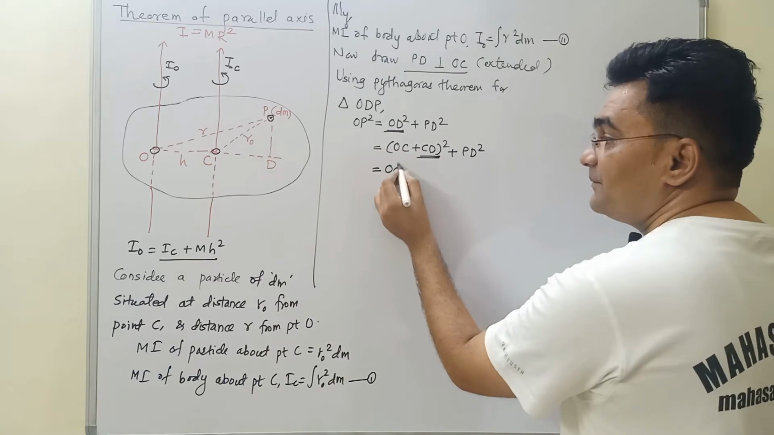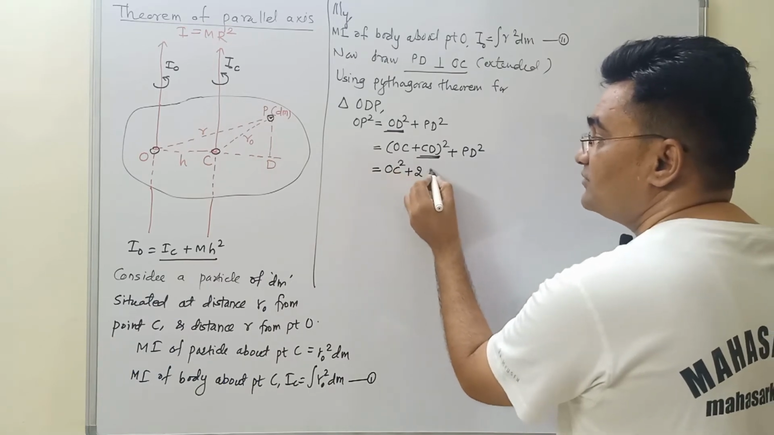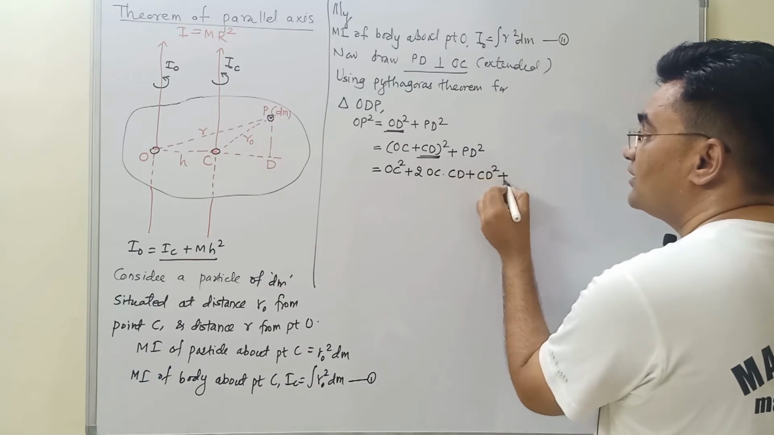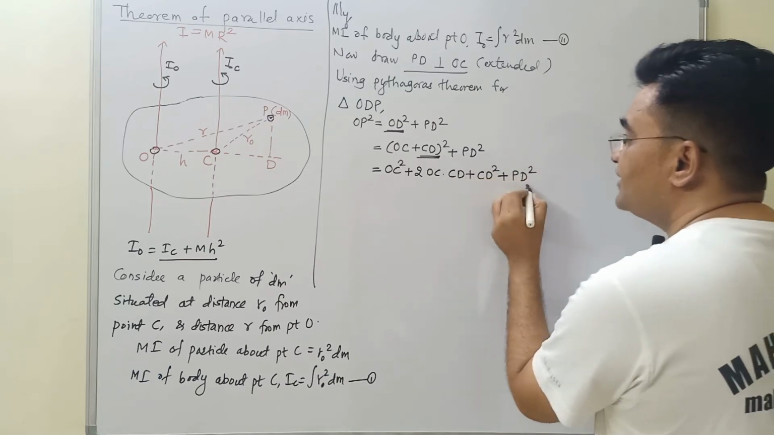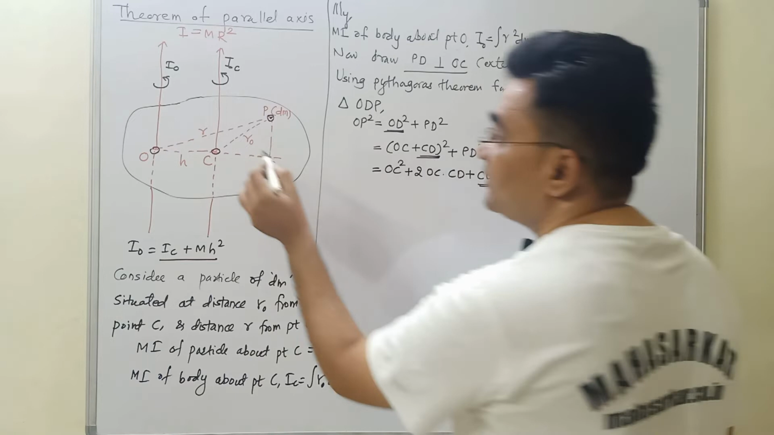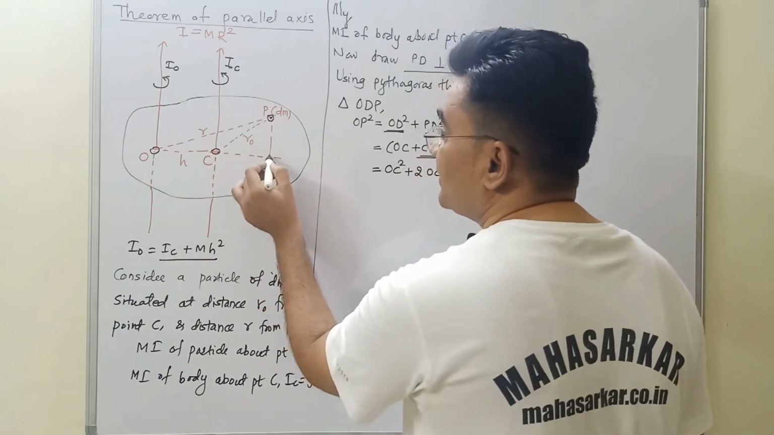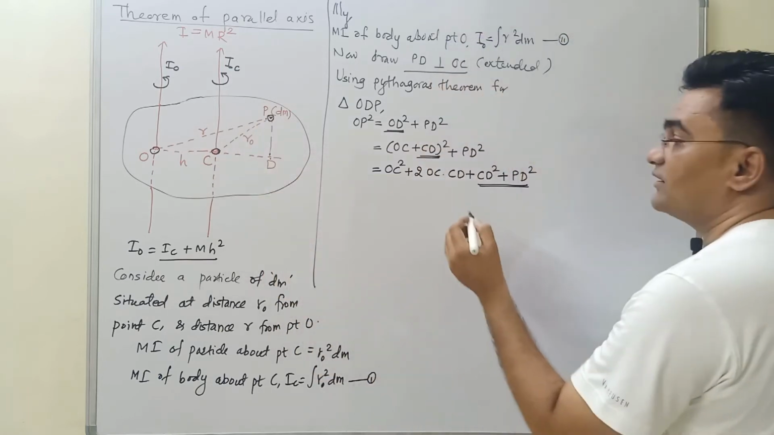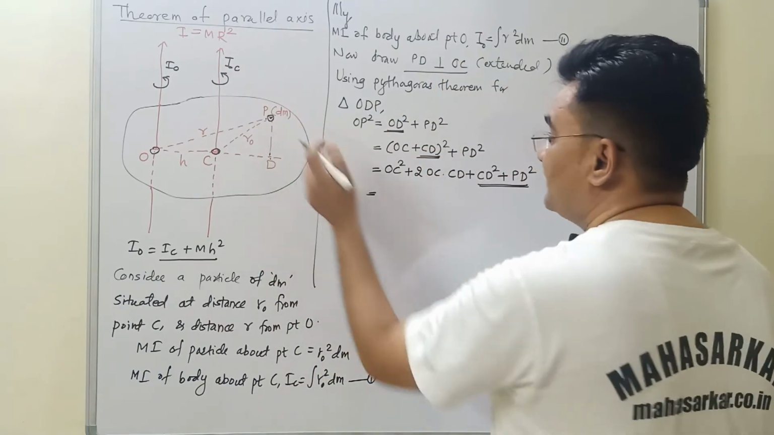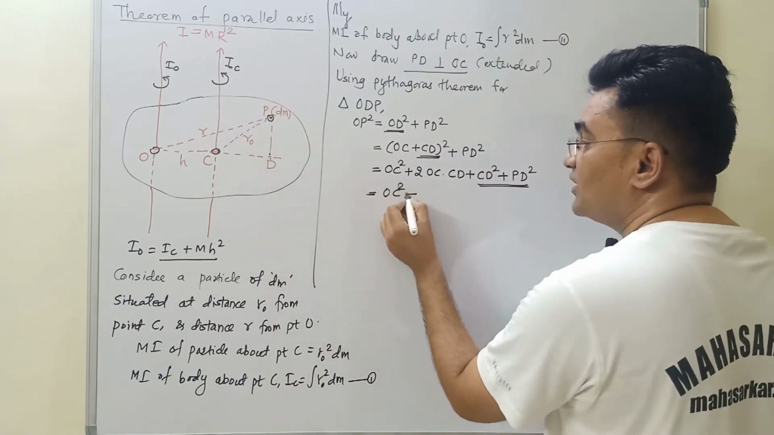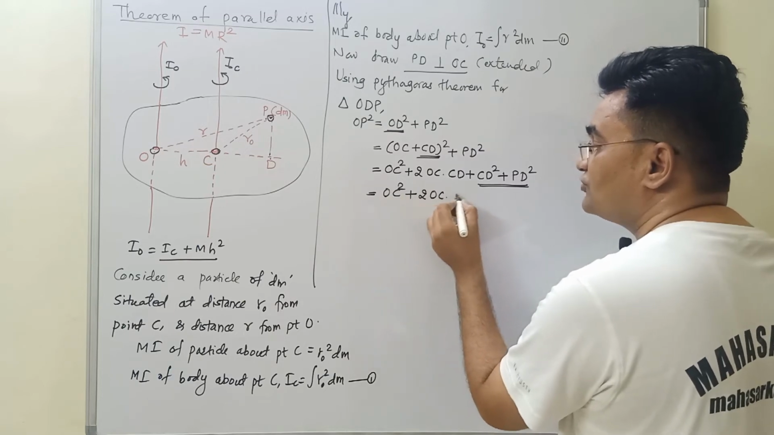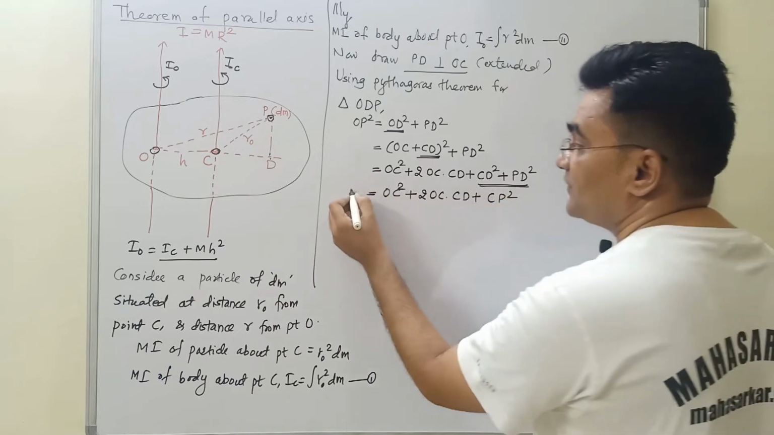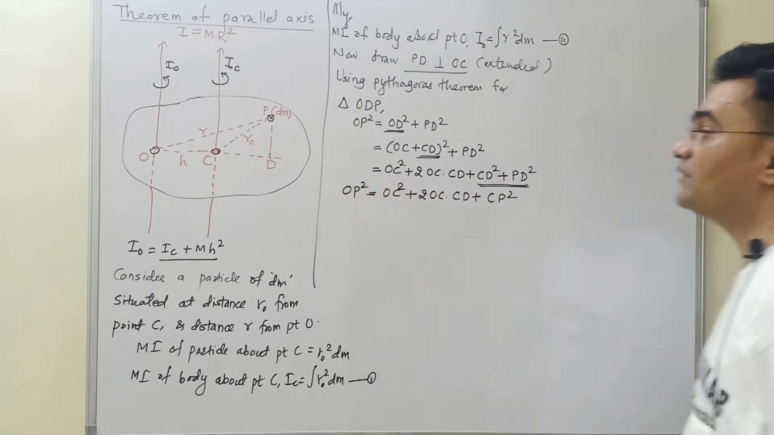OC square plus 2 times OC into CD plus CD square plus PD square. But see again, what is this CD square plus PD square? It can be equal to CP square according to right angle triangle CDP. Therefore, it will be OC square plus 2 OC into CD plus CP square. This is the value of what? OP square, what we got.